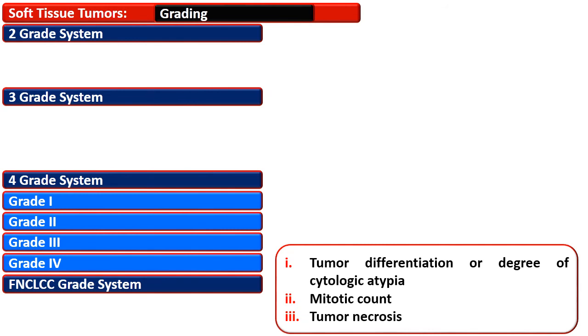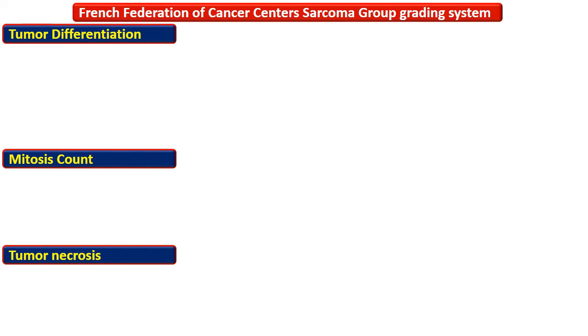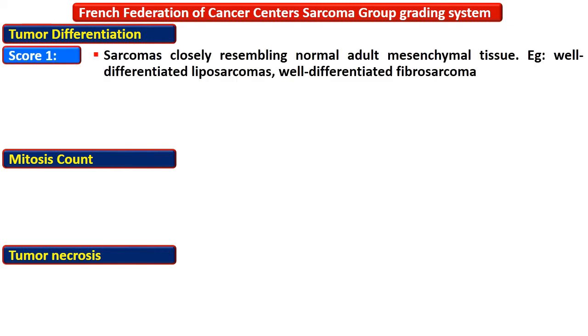Finally, there is another grading system, that is the FNCLCC grade system, which is basically dependent on tumor differentiation or degree of cytologic atypia, mitotic count and presence or absence of tumor necrosis. The FNCLCC system of grading, or French Federation of Cancer Center Sarcoma Group grading system, is the system which considers tumor differentiation, mitotic count and tumor necrosis as the grading criteria.